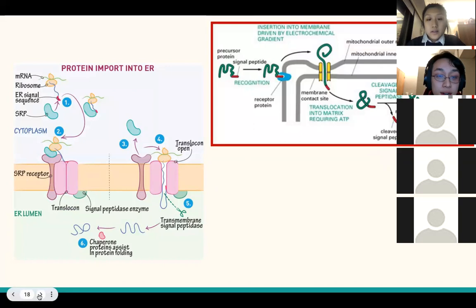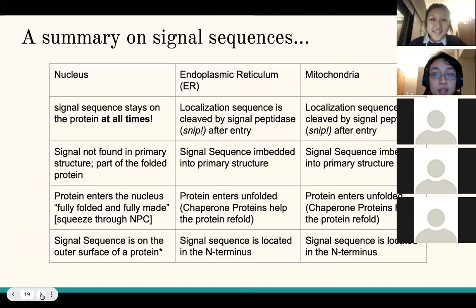And here's more diagrams. We can just go next. So here's just a quick summary of everything we just said. You can read it in your own time if you wish, but we'll probably just go through this right now.